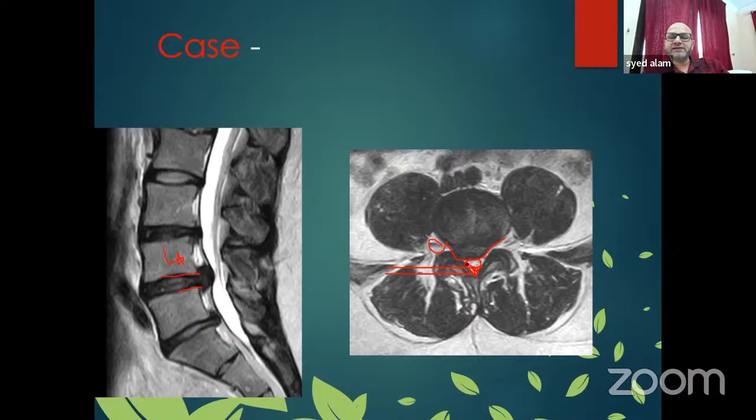So tight central canal. Although we have one dot, but a very large disc extrusion. We should not go here. Don't think that this is base more than height, because it has already crossed the end plate. Once it crosses the end plate, this is disc extrusion.